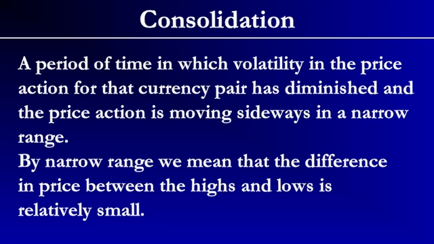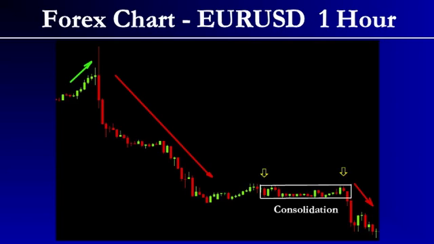So what is consolidation? Consolidation is a period of time in which volatility in the price action for that currency pair has diminished, activity is quite a bit lower, and the price action, the difference between the highs and lows has become relatively small. If we take a look at this price chart, this is a Euro USD chart, a 1-hour chart, and you'll notice that there's a rectangle at the bottom. We have this downward trend, the red arrows showing a downward trend on the left side of the chart, and then we have this white rectangle area that's labeled with the word consolidation.